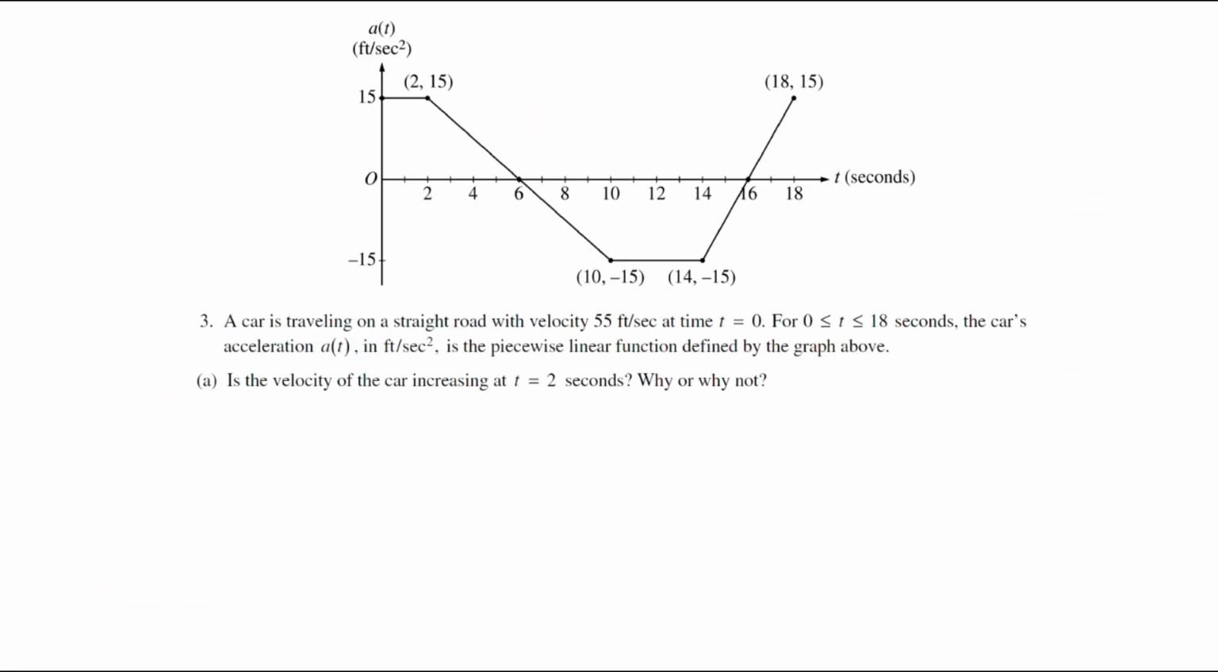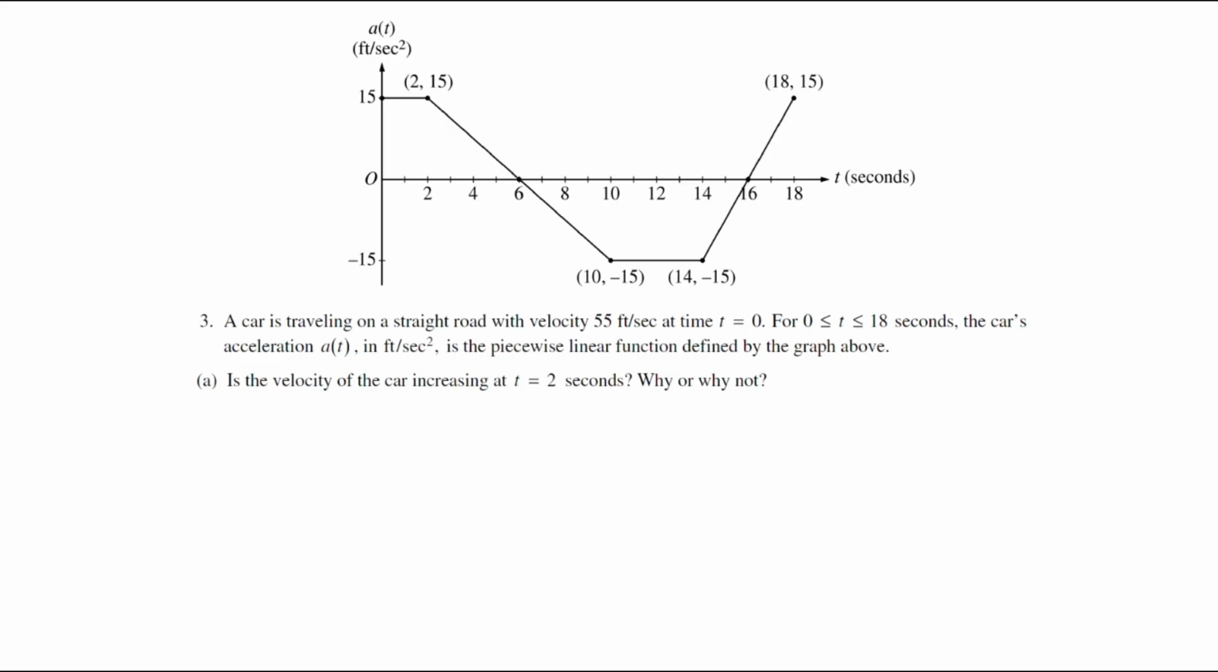All right, this is question number 3 from the 2001 AP Calculus AB exam. It's a motion question, and back in 2001, they had 3 calculator questions. So question number 3 here from this exam is still a calculator question. And we have a car traveling on a straight road with a velocity of 55 feet per second at t equals 0. So we have an initial condition for our velocity. And from 0 to 18, we have the acceleration given by this piecewise linear function.